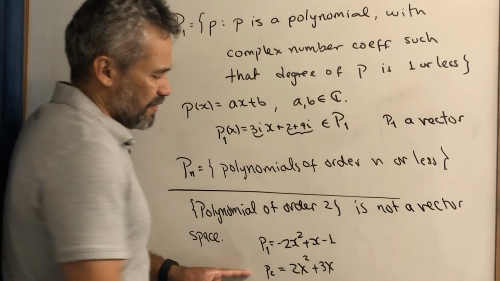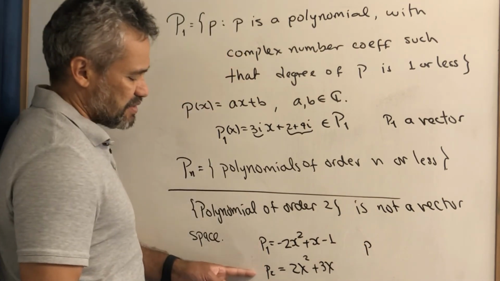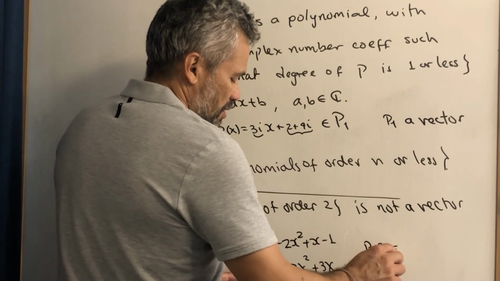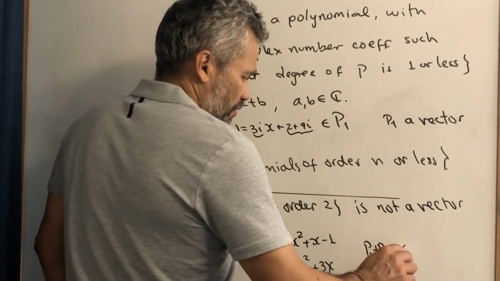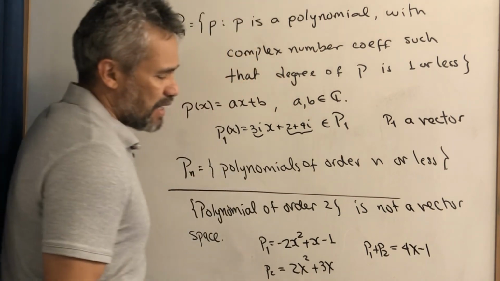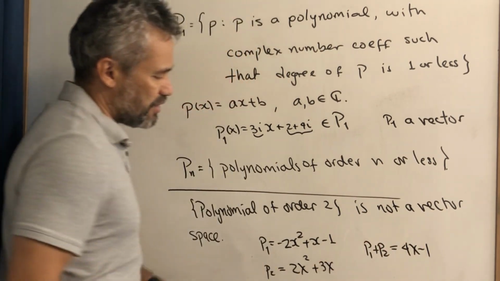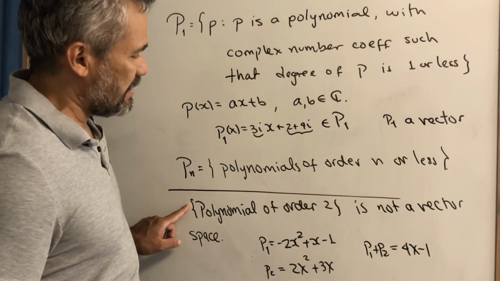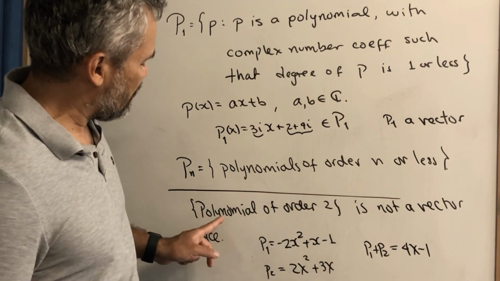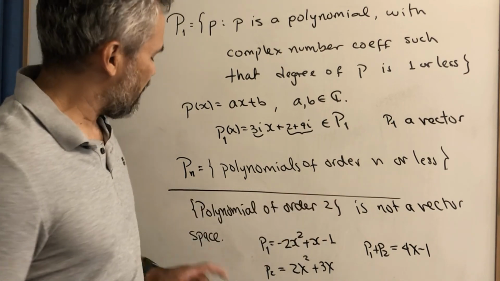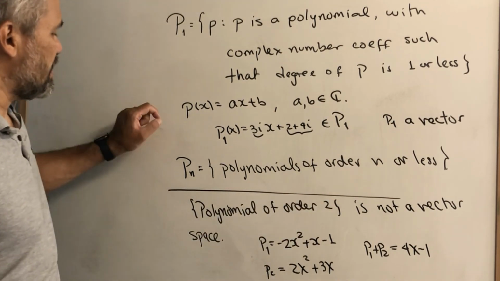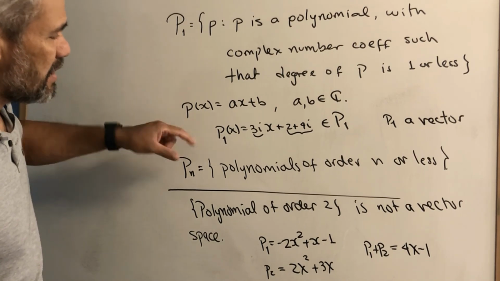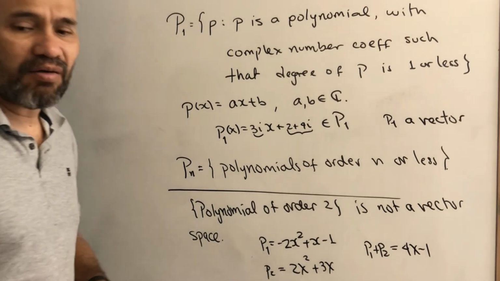Then when we add these two vectors, remember that elements in a vector space are called vectors. When we add p1 plus p2, we get the polynomial x minus 1, and this is not a polynomial of order 2. It is a polynomial of order 1, so it's not an element in this set. Then this set of polynomials of order 2 is not a vector space. But we can easily check that if we add two polynomials of order n or less, then we get something of order n or less.